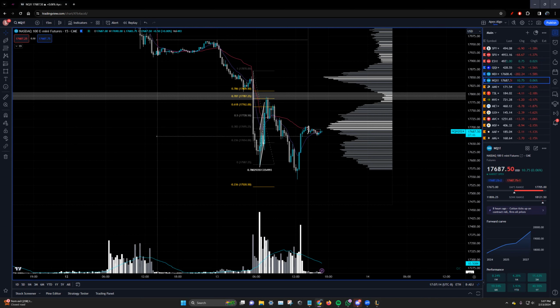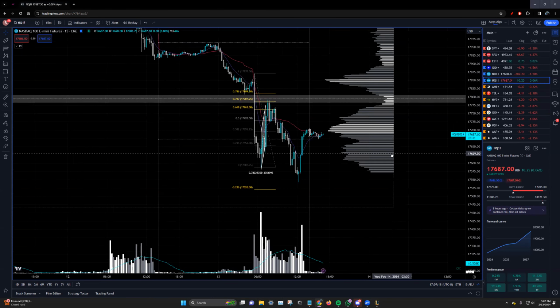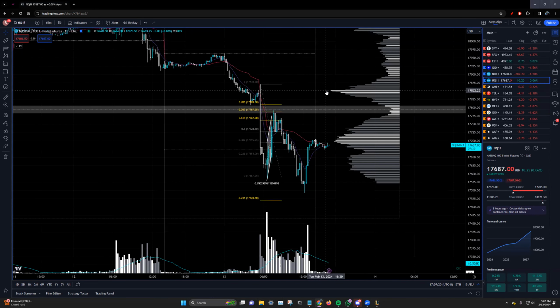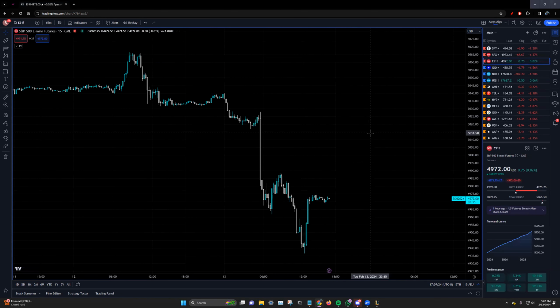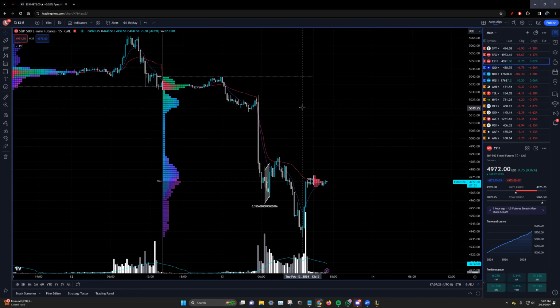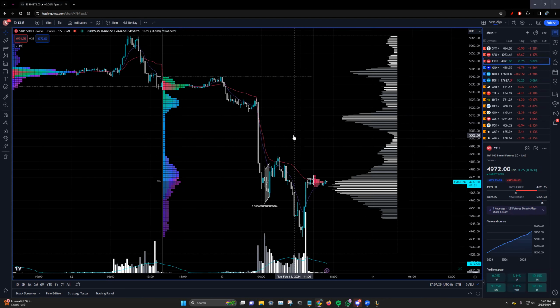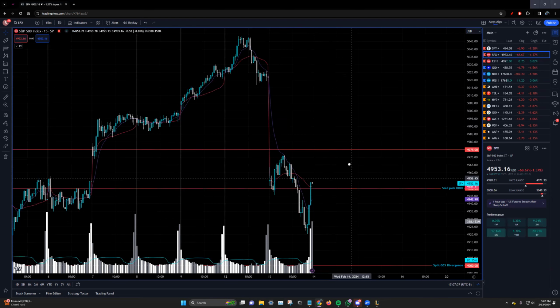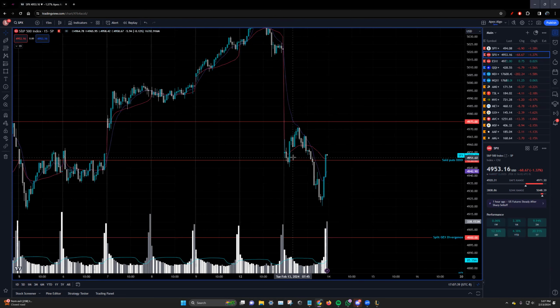What would you have wanted to see for a V recovery? Like a full V-shaped recovery on ES? Yeah. For me personally, what I would have wanted to see is probably higher negative exposure up in these areas. I think 50 on SPX was the highest, or 55.